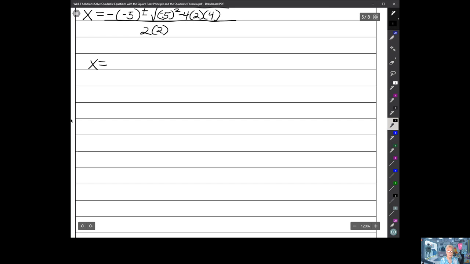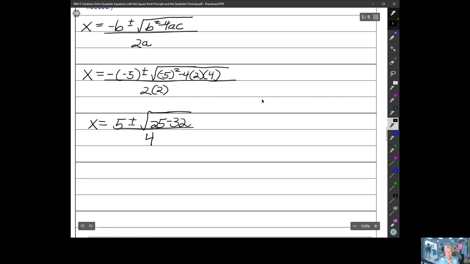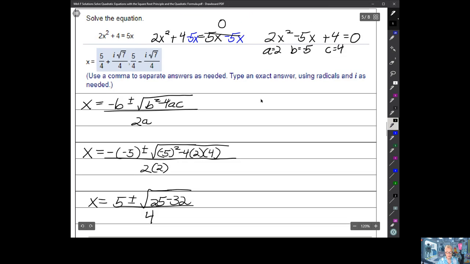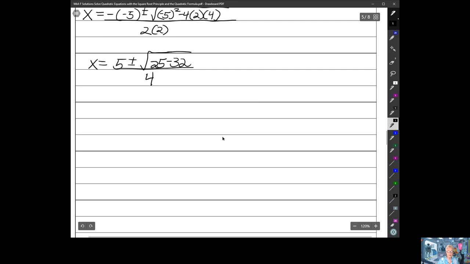So X equals negative negative 5, which is positive 5, plus or minus the square root of 25. Negative 5 times negative 5 is positive 25. Minus 4 times 2 is 8. 8 times 4 is 32. So minus 32. Over 2 times 2, which is 4. Now let me make sure I've got my A, B, and C correct. Okay. Well, let's see. 25 minus 32 is negative 7.